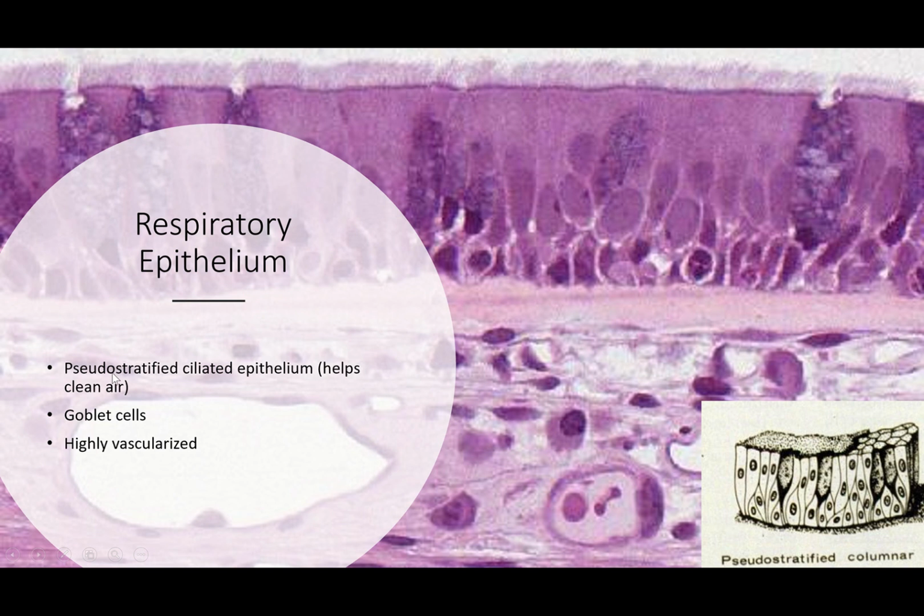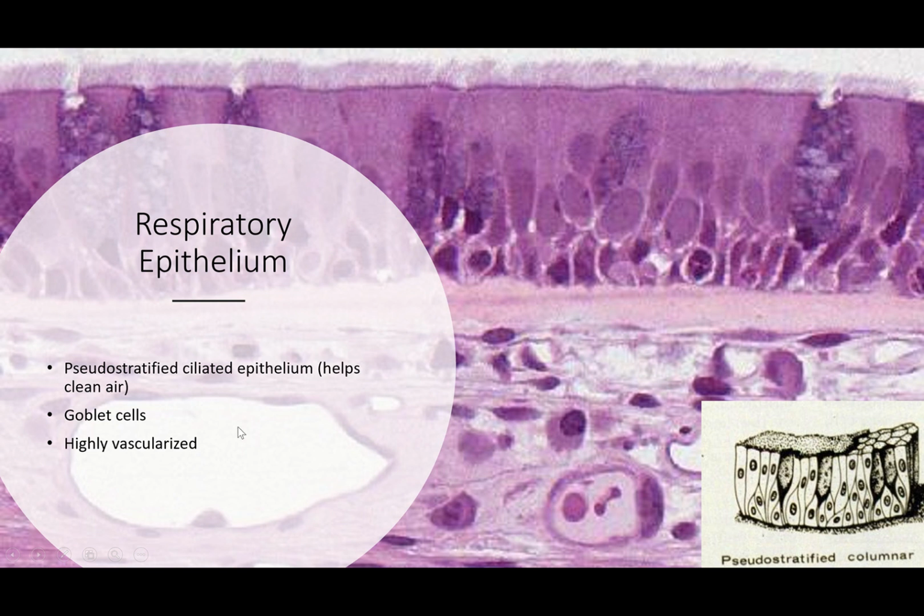So it's also pseudostratified epithelium, but this epithelium has goblet cells in respiratory epithelium, and it has cilia. Right, so you see how it has all of these cilia and it's really thick at the top here, that brush border, and then it has these big goblet cells that are producing mucus. So that's respiratory epithelium. Okay, so yeah, it's also highly vascularized.